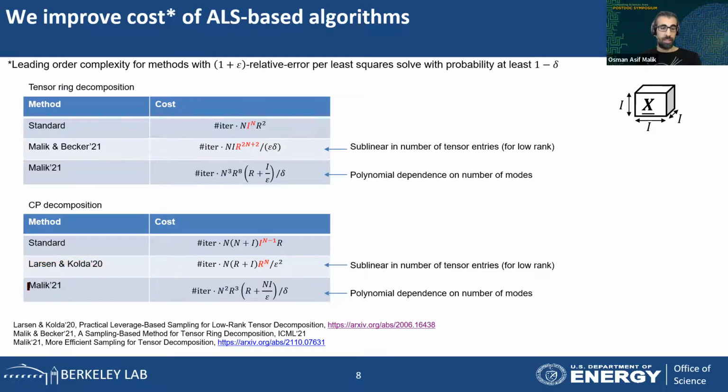So it's still much faster when you do a low rank decomposition. Then in this paper here from last year, similar techniques that we use for the tensor ring decomposition can also be applied to the CP decomposition. And when we do that, we also get this improvement where we no longer have an exponential dependence on the number of modes of the tensor. So it's all polynomial at this point.